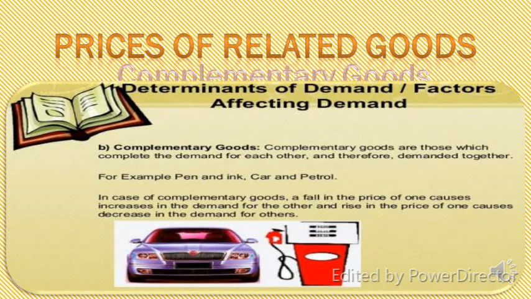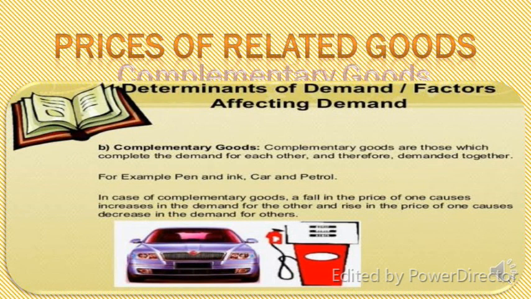The third factor which affects demand is related goods. There are two types of related goods: substitute goods and complementary goods. Substitute goods we will explain a little later. First, we are going to explain complementary goods. Complementary goods are the goods which are consumed or used jointly to satisfy a given want, like car and petrol, gas and gas stove, toothpaste and toothbrush, etc.